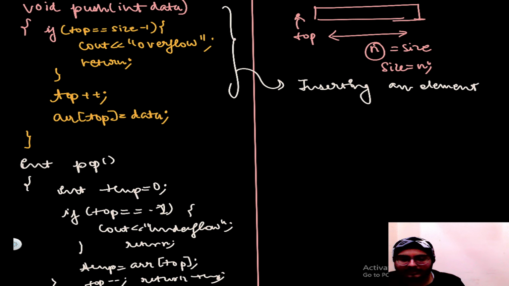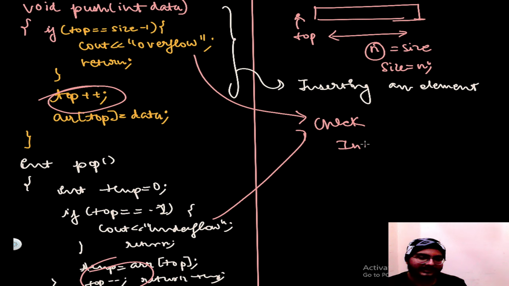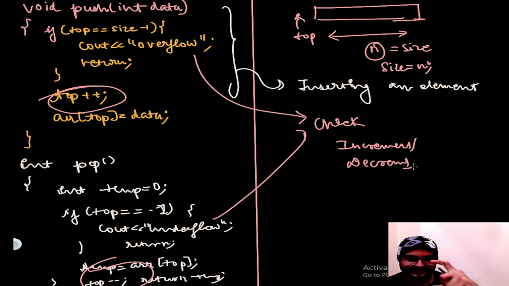What we are doing in both these functions is the check of whether the stack is going to underflow or overflow, and then we are incrementing and decrementing the pointers. So I hope that you understood these two functions. Again, I'm saying that if you haven't watched the explanation video, please go back and watch it. Now let's do another one.